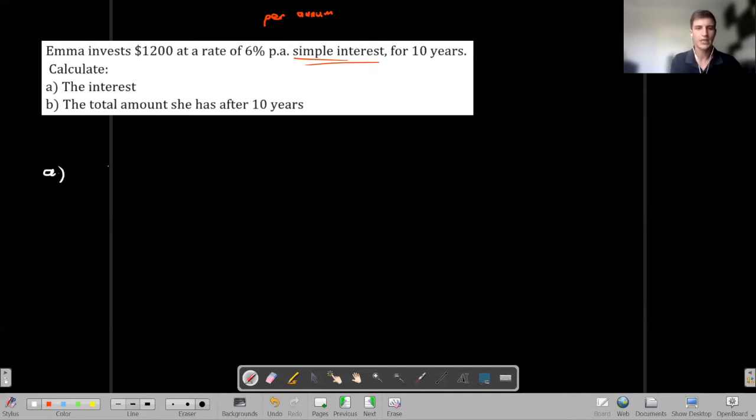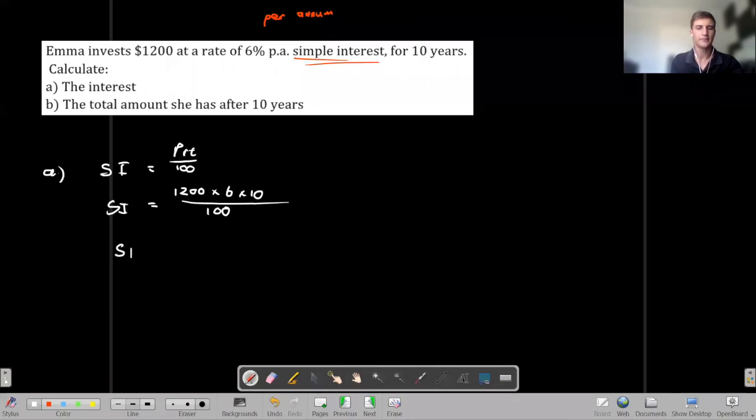For A, we need to calculate the interest. Very simple. We just plug and play into our formula. So the simple interest is equal to PRT over 100. Let's substitute. This interest is equal to my principal, or my starting amount, which is 1,200, times my rate, which is just 6, and my time is 10, and this is divided by 100.